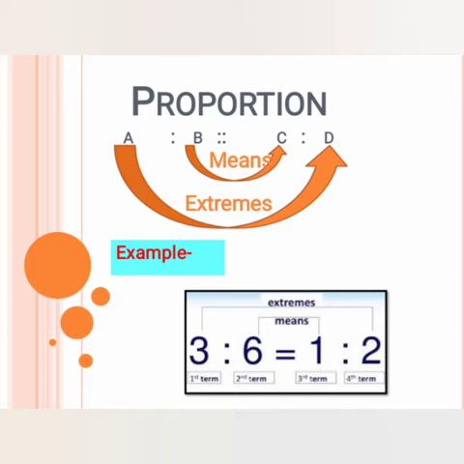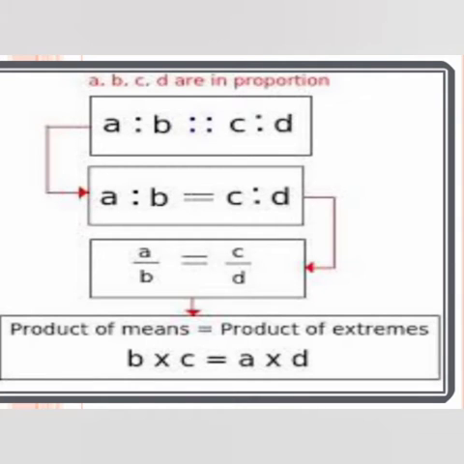Thus, in a proportion, the product of extreme terms is equal to the product of the middle terms. Here, A ratio B is proportionate to C ratio D. That means A ratio B is equivalent to C ratio D. And we can write in fraction also. A upon B is equal to C upon D. Therefore, product of means is equal to product of extremes. That is, B multiply C is equal to A multiply D.